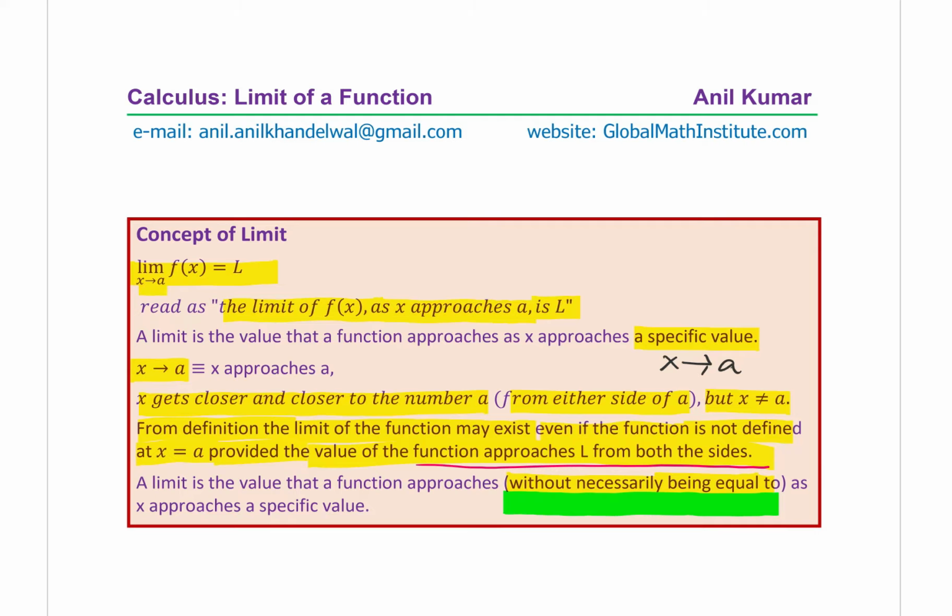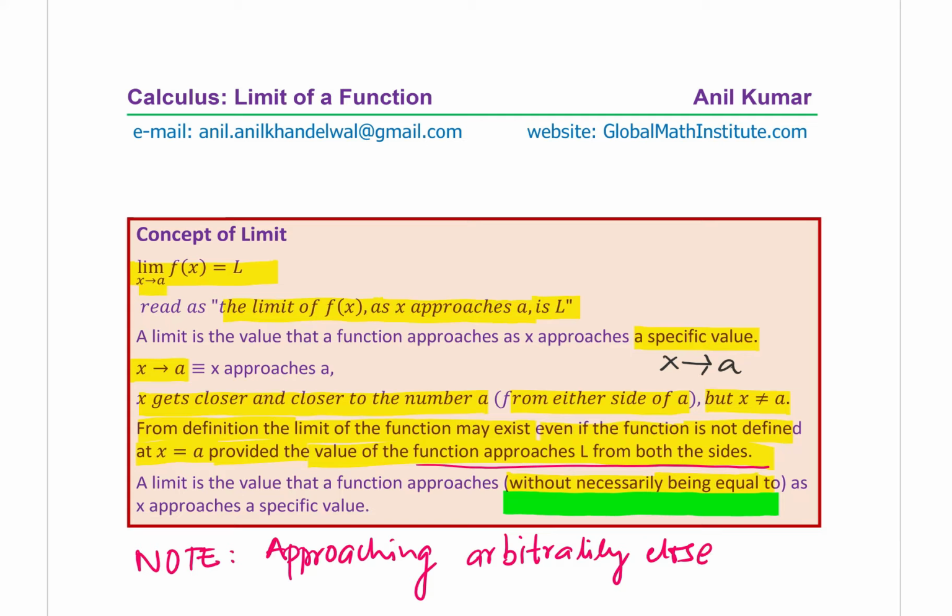It says without necessarily being equal to. It means it could be equal to also. You get an idea. So read the statement and then try to understand. Let me write it down in a different way. I'm putting it as a note here. It says without necessarily being equal to. So the two words here are approaching, arbitrarily close. That is one part, so that is a must.